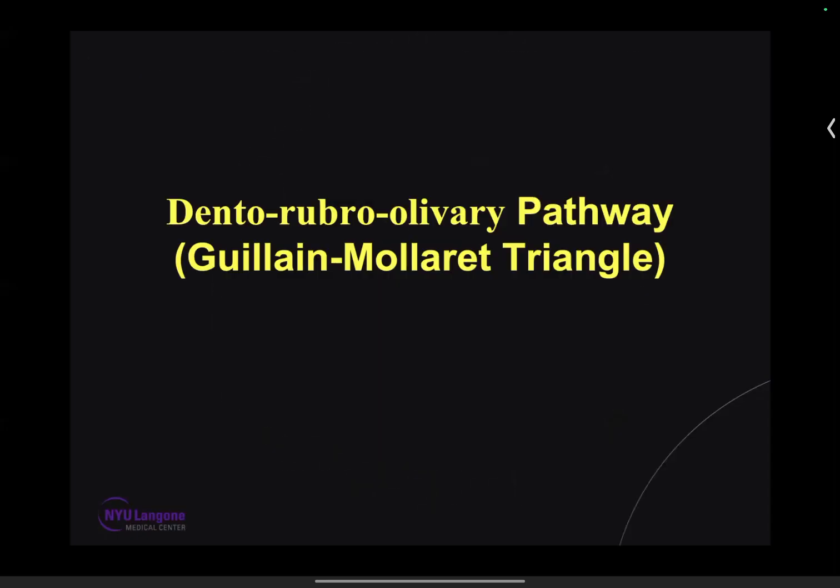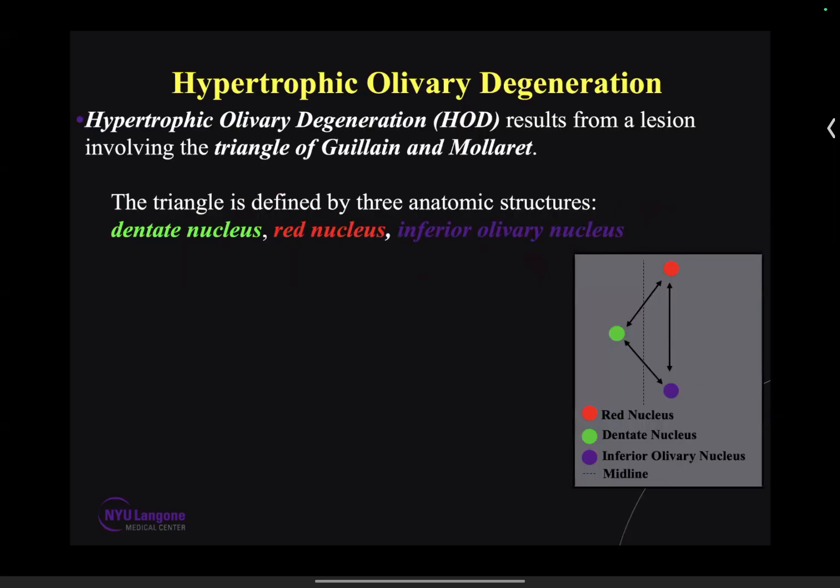Okay. So the dento-rubro-olivary pathway, again, is a very, very important pathway. We talk about this because we see these changes with any kind of lesion. This is the entity known as hypertrophic olivary degeneration. The inferior olivary nucleus undergoes this hypertrophic degeneration, and these changes result from a lesion anywhere along this triangle.